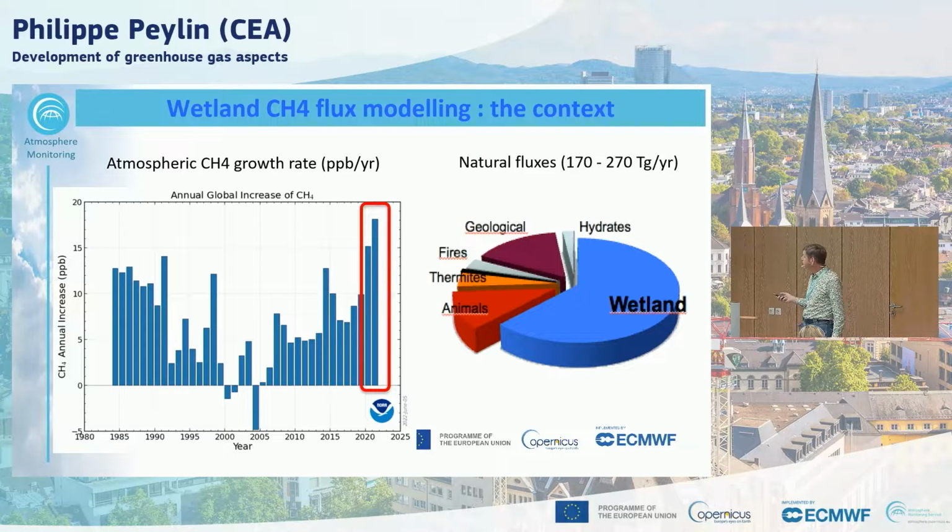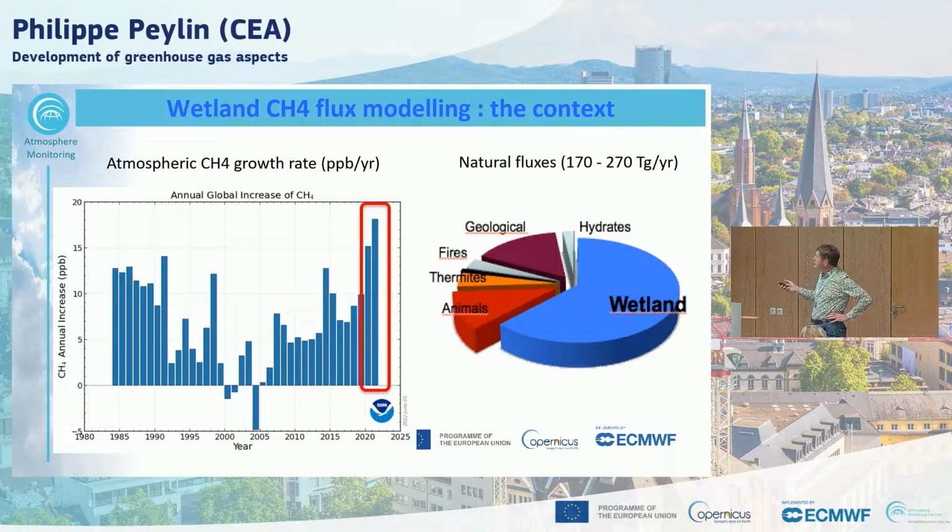So I'll start with the wetland flux modeling. The context is, you all know that there is a large variability in the atmosphere of methane concentration. And here, this is the NOAA mean atmospheric growth rate. We see on the left that the last 2 years had the highest growth rate, despite the lockdown due to the pandemic. 2020 and 21 have the highest growth rate in methane.